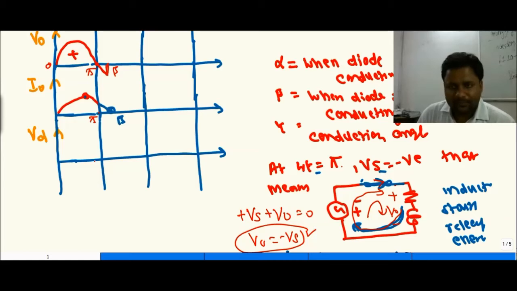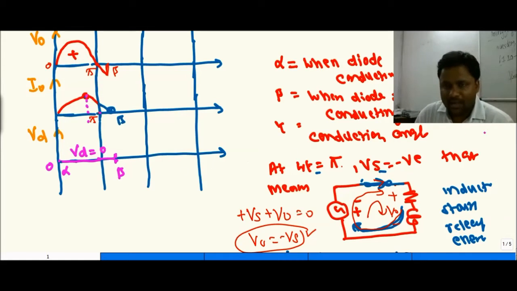What about the diode? The diode basically conducts from 0, up to this point it is conducting. Now at this point the inductor is releasing the energy, and since it force conducts the diode, it is also conducting from pi, because the inductor has to release the full energy, so it is conducting up to this point. So here we can say that Vd becomes 0. From 0 to beta, the diode is conducting. So here alpha is the angle when the diode starts conducting, and it stops at beta.